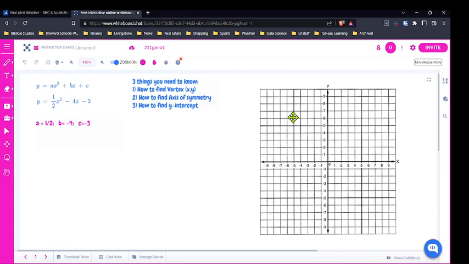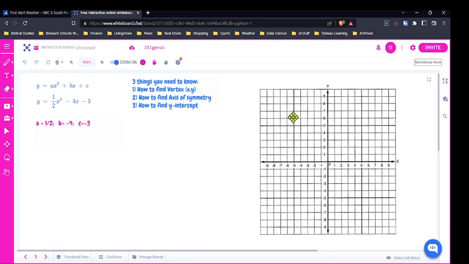A specific equation for this parabola that follows this standard form pattern is 1/2 x squared minus 4x minus 3. I'm sure the first thing you're thinking is, what is a, what is b, what is c, and all that stuff. Those are coefficients. They're just placeholders.